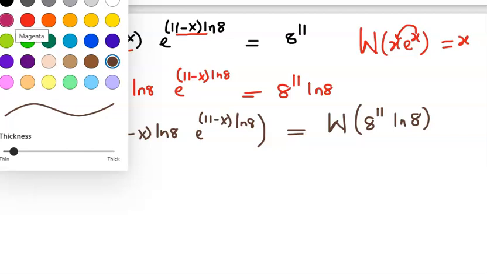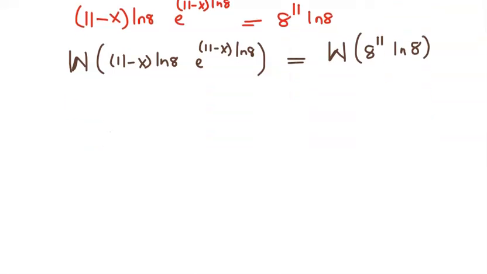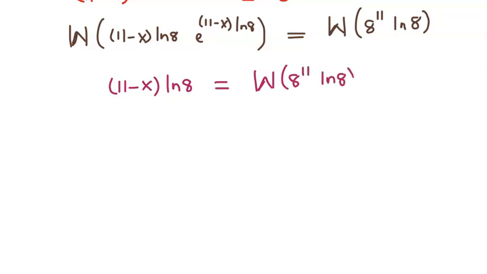Okay, now with the property of the Lambert W function, this place simplifies to just 11 minus x times the natural log of 8. So this will be equal to the W of 8 to the power of 11 times the natural log of 8. Now in our next step, let us divide both sides by the natural log of 8.